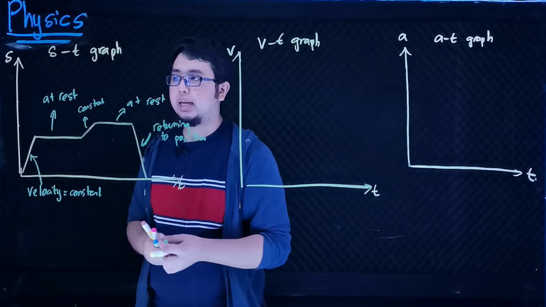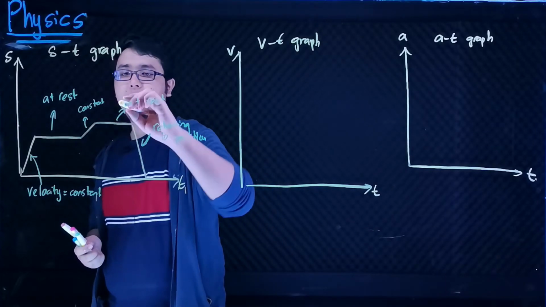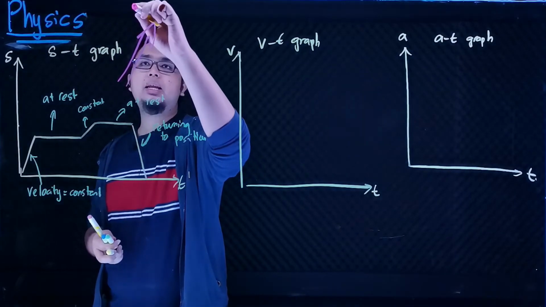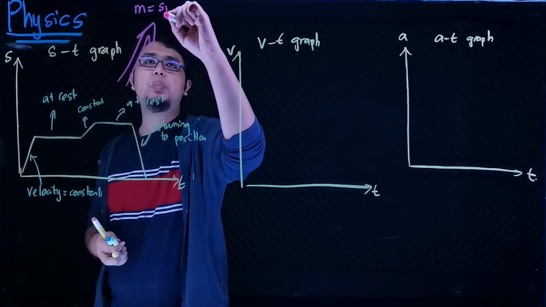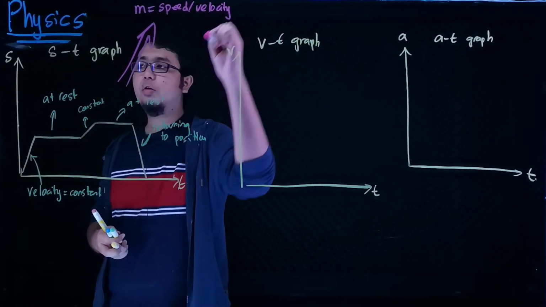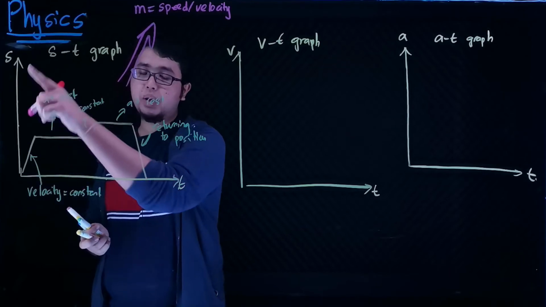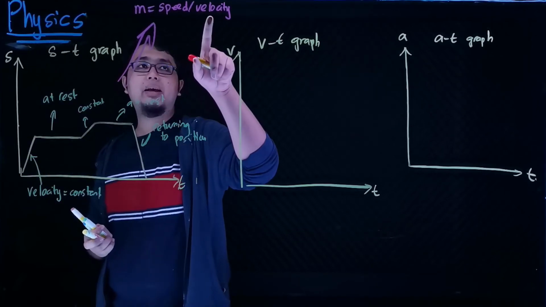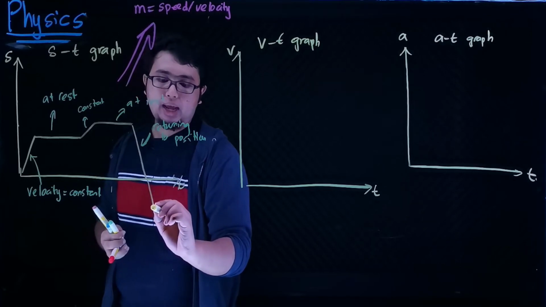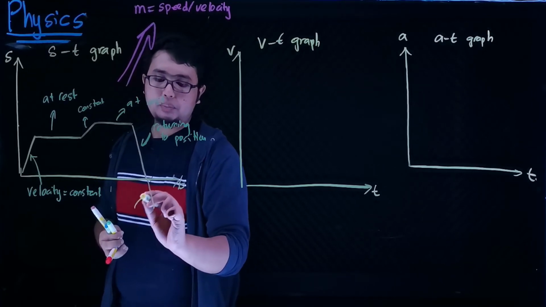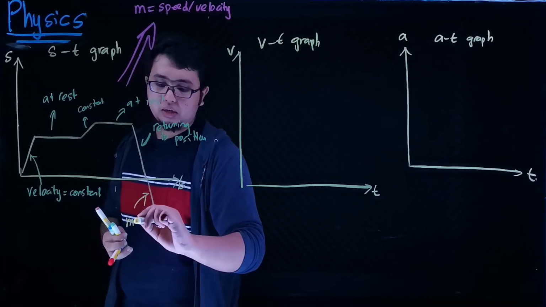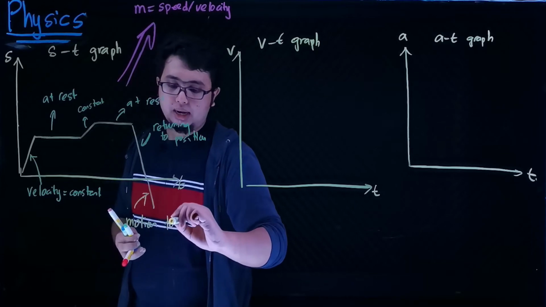So here, the gradient will give us either speed or velocity. So for a displacement time graph, we're going to get a velocity, and anything underneath our x-axis is basically, for the displacement time graph, the motion to the left.